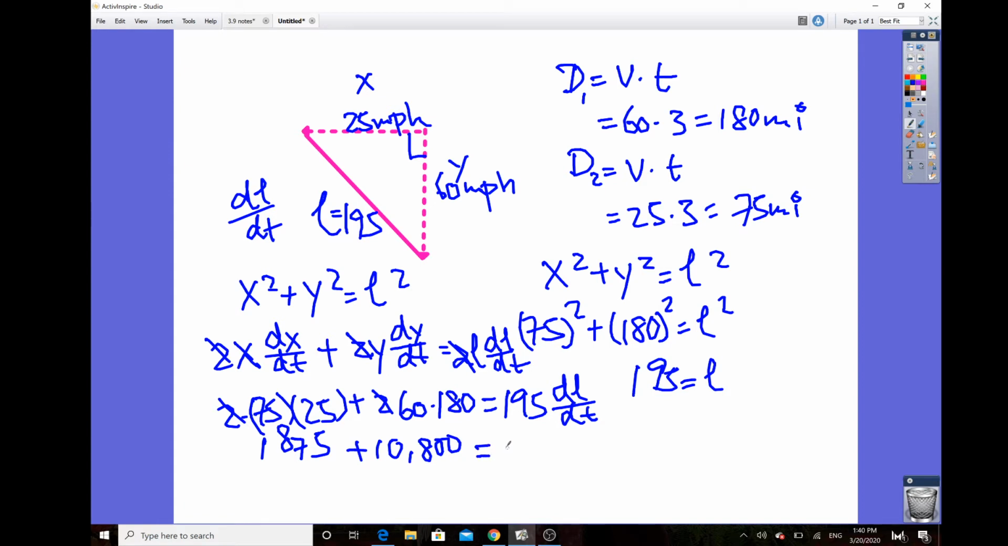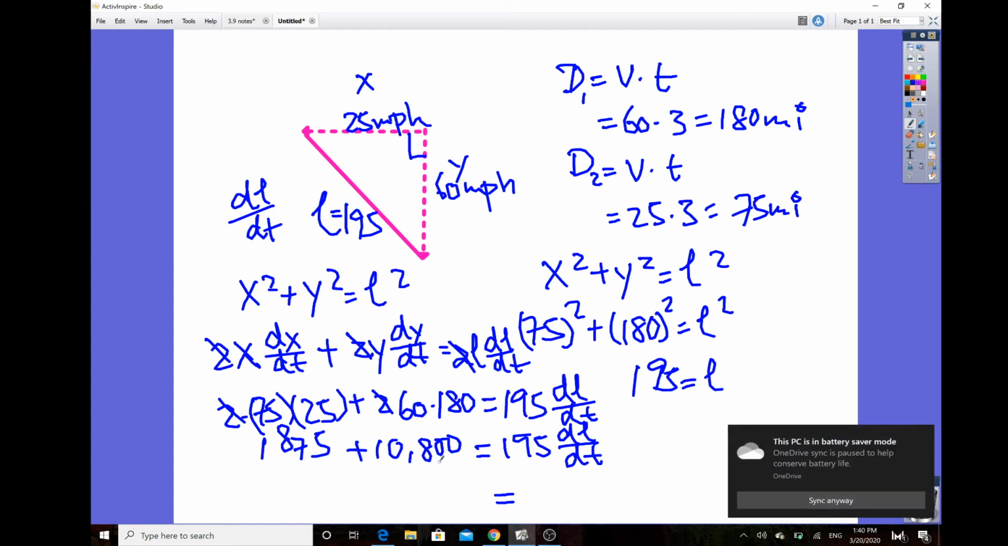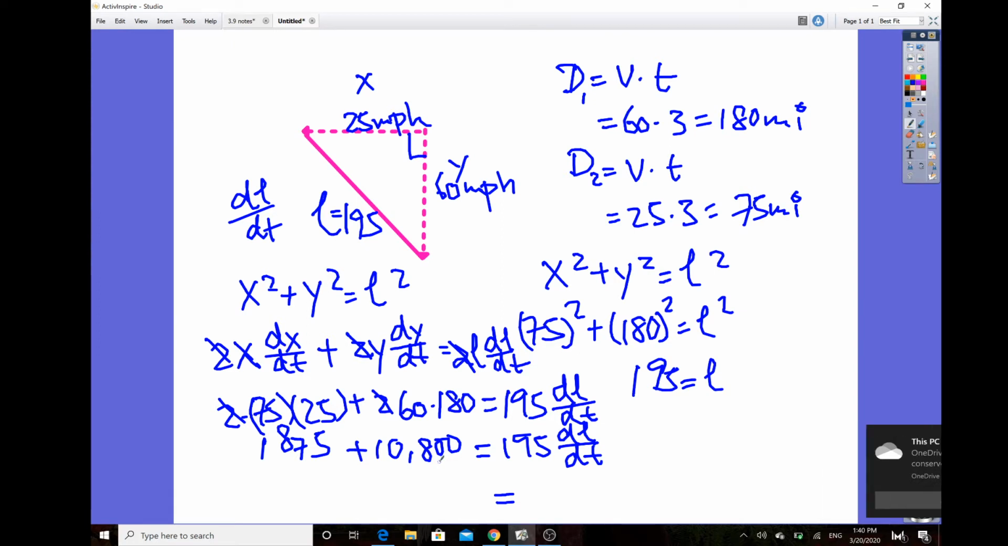Okay, so over here, 195 dl over dt. The rest of this, just solve for dl over dt. So combine these two numbers together and then divide by 195. Let's see what I found here. 10,800 plus 1,875, and then divide that by 195. So for dl over dt, I have 65 miles per hour. Okay, so that's a related rates problem. Now let's see what else we have for the rest of this.